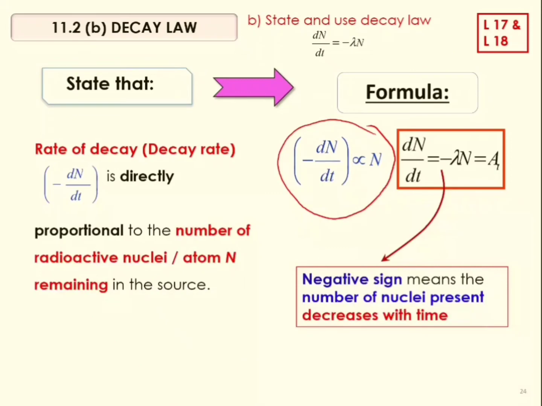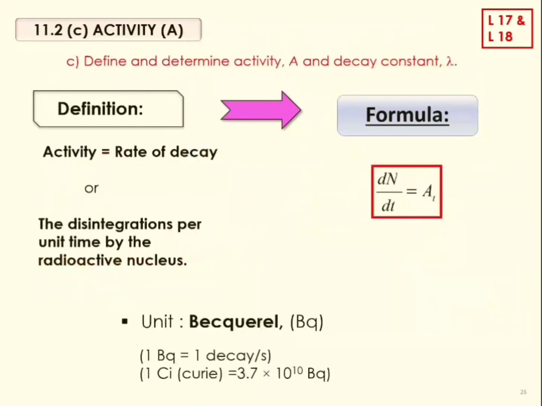The negative sign means the number of nuclei decreases with time. Decay means to rot, so the number of nuclei will decrease slowly. It depends on the lambda here. Lambda is the decay constant.